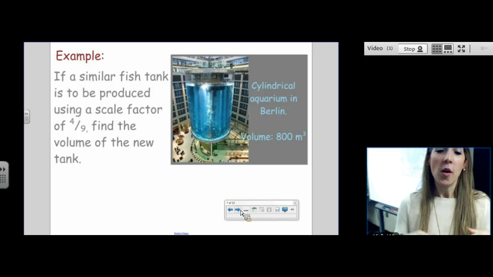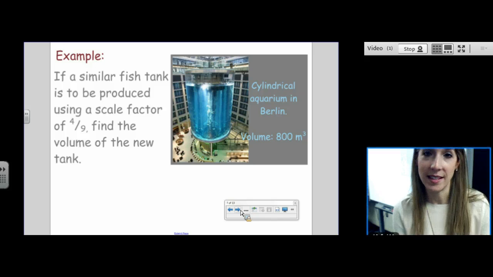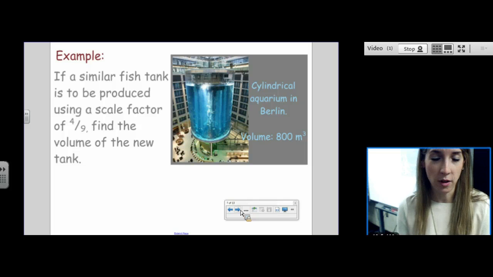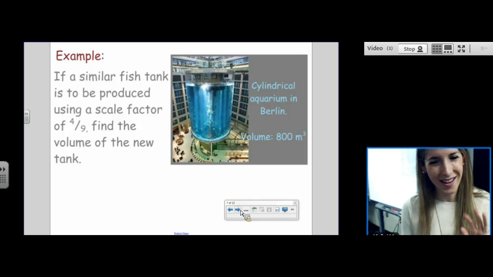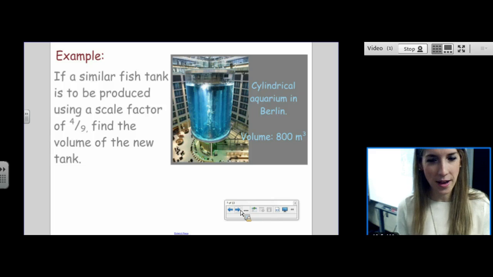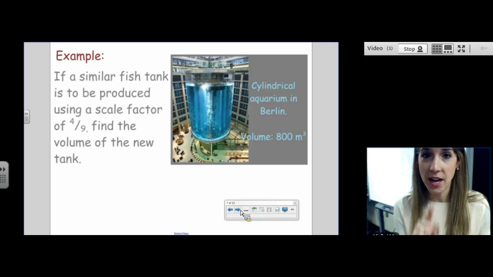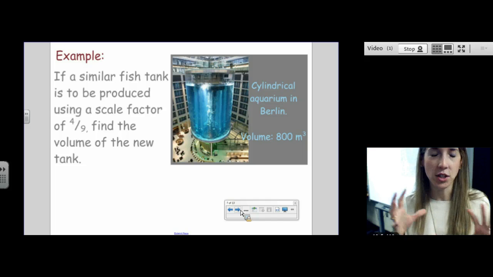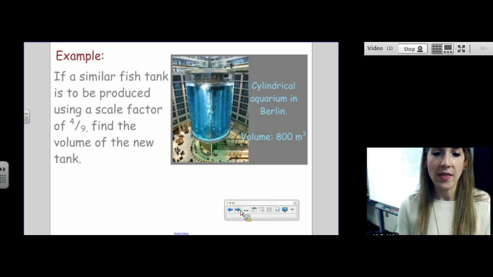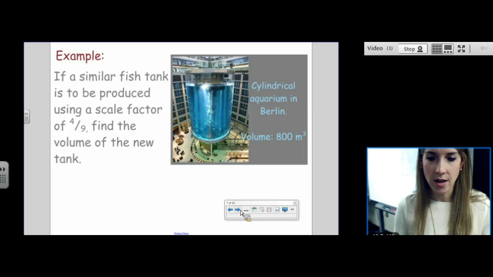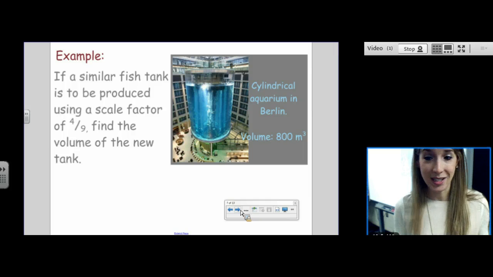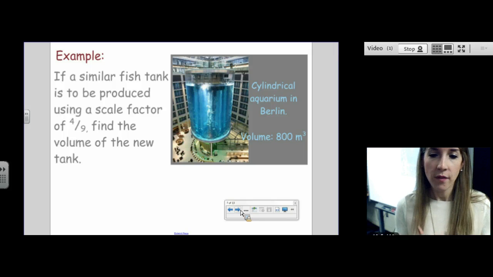Okay, anyways, someone else wants to copy this aquarium because they think it's beautiful, but they want theirs to be a little bit smaller. They don't really have the budget to make that aquarium. So they're going to produce a similar one. They're going to keep all the proportions the same, and they're going to use a scale factor of 4/9. We already know it's going to get smaller because 4/9 is less than 1. Find the volume of the new tank.